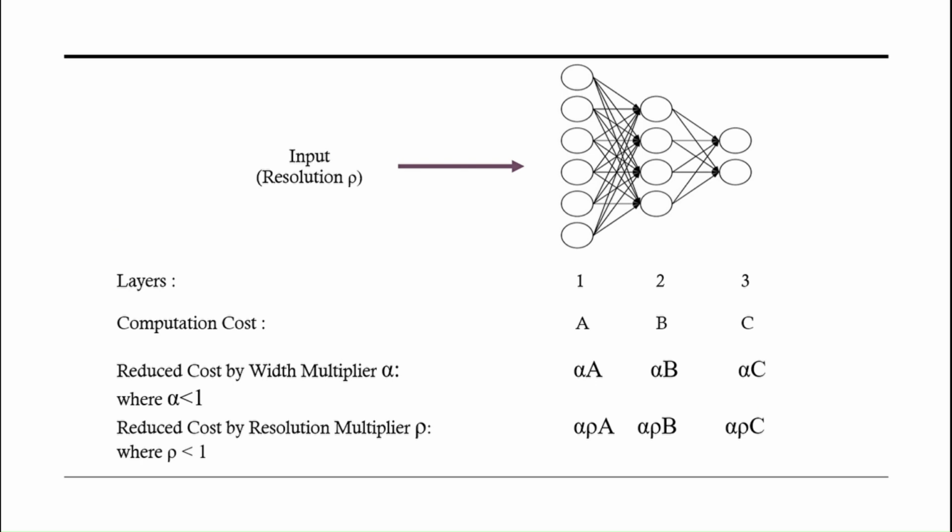Also, we talked about the width multiplier and resolution multiplier. As we can see, these help in reducing the computation cost linearly for each layer. Here rho is applied on the input image and alpha is applied on each layer. So in this project, we used all these hyperparameters and techniques as well.